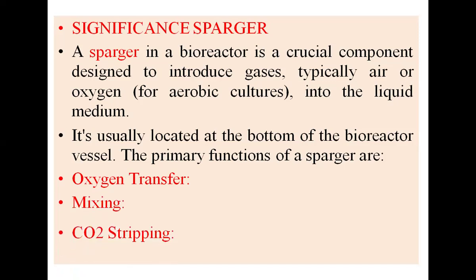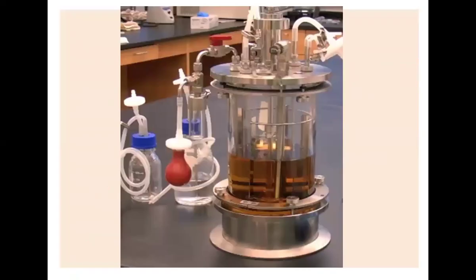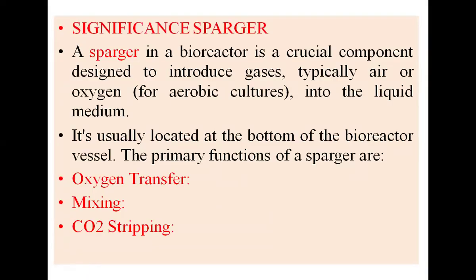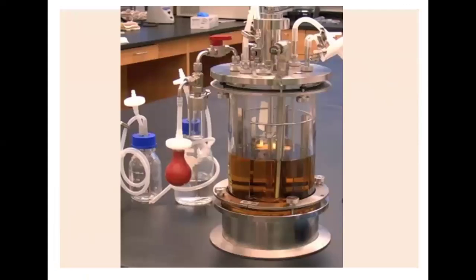Now let us understand the primary functions of a sparger. The primary functions mainly are oxygen transfer, mixing, and carbon dioxide stripping. So this is the tabletop laboratory fermenter vessel. Inside there will be impellers, and at the bottom there will be the sparger. And this is the outlet. We can see many different types of outlet and inlet pipes. So this is the glass bioreactor.